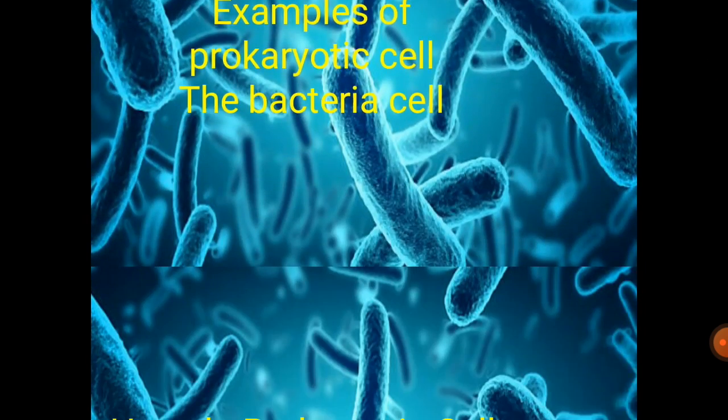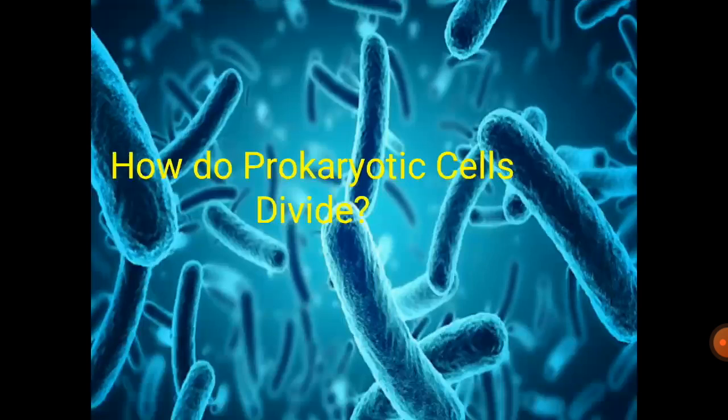Next one is how do prokaryotic cells divide. Prokaryotic cells divide through the process of binary fission. Unlike mitosis, this process does not involve the condensation of DNA or the duplication of organelles. Prokaryotic cells have only a small amount of DNA, which is not stored in complex chromosomes. Further, there are no organelles, so there is nothing to divide.